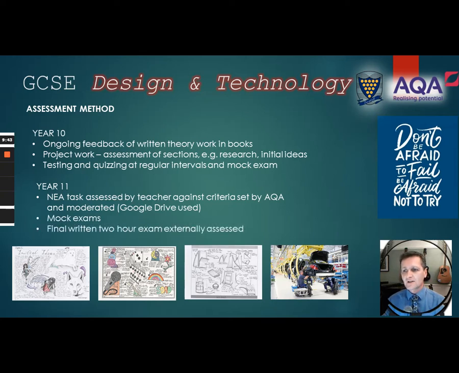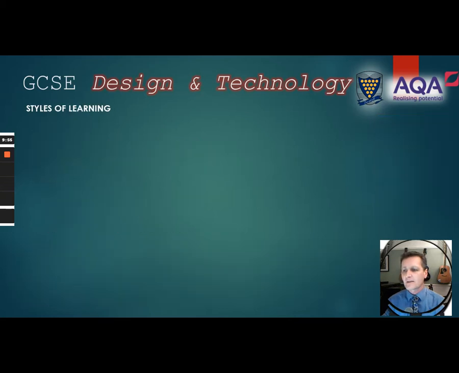The final written 2-hour exam would take place in the June of year 11. That's externally assessed, so we, of course, don't have any knowledge of that paper until the day it's attempted by the students, and then that is taken away and marked by AQA, the exam board.